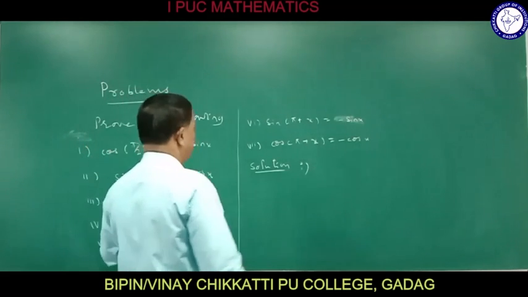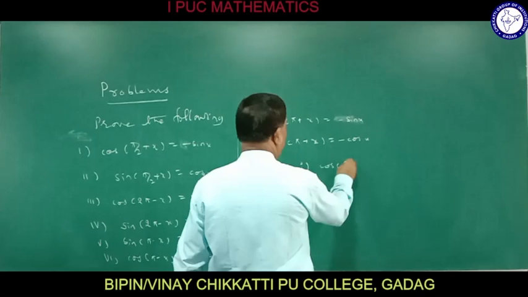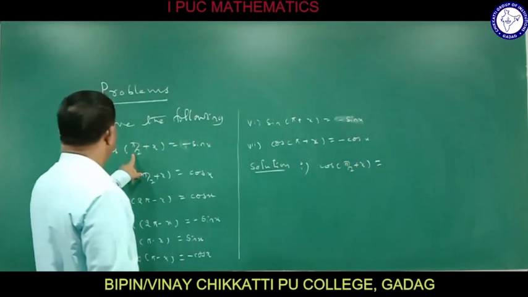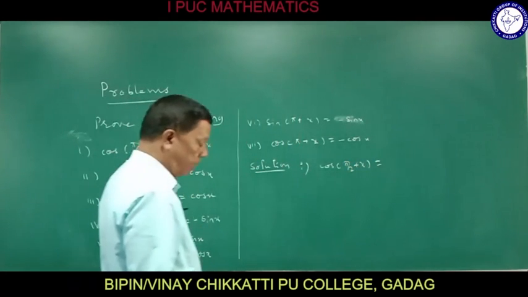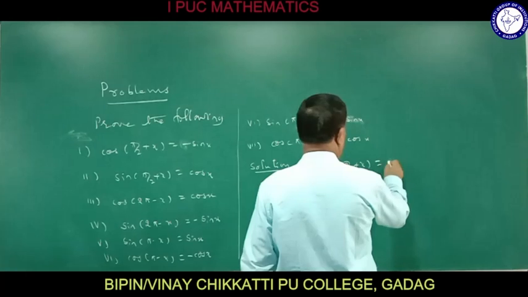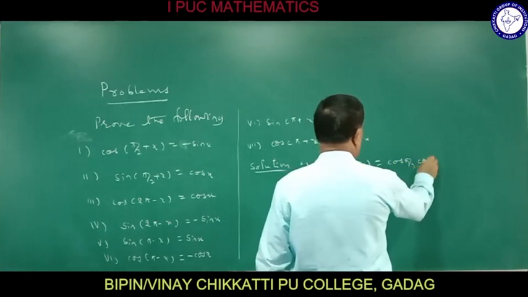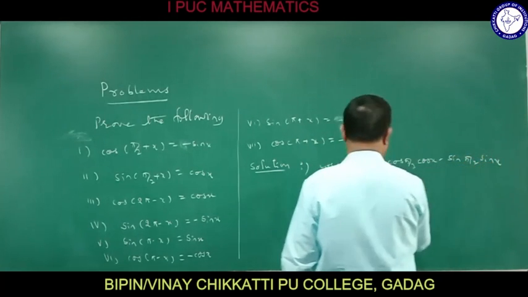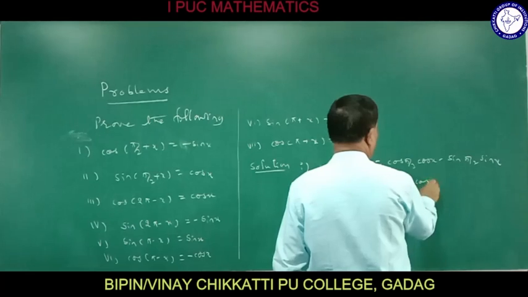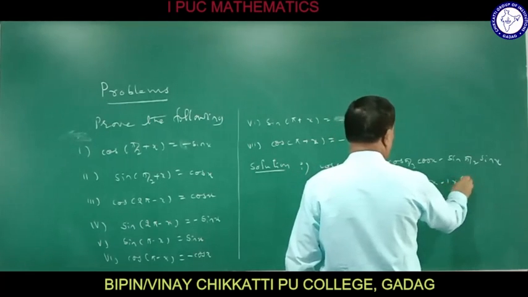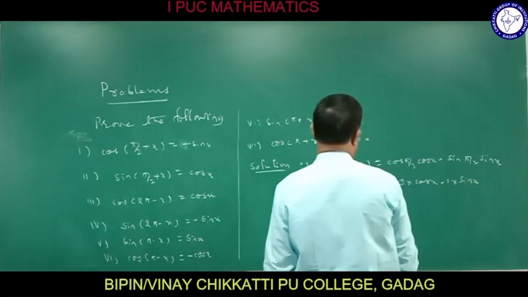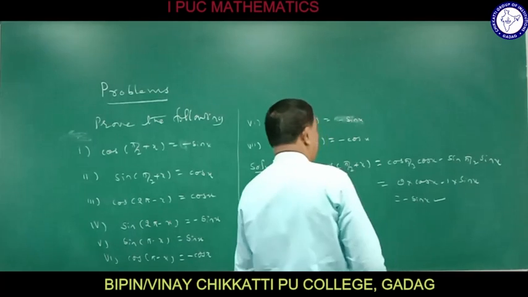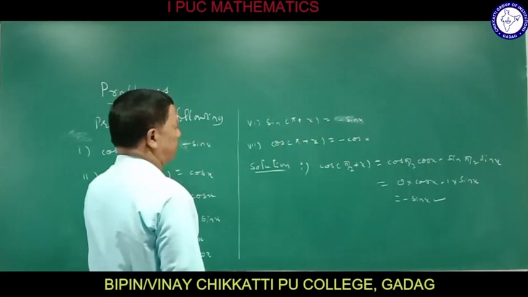So cos of pi by 2 plus x, look at this. What is the formula? Cos of x plus y is cos x cos y minus sin x sin y. So cos pi by 2 cos x minus sin pi by 2 sin x. This is the formula. So cos 90 is 0, that gives cos x times 0, and sin 90 is 1, into sin x. And this is minus sin x. Try to understand how you have got minus sin x.